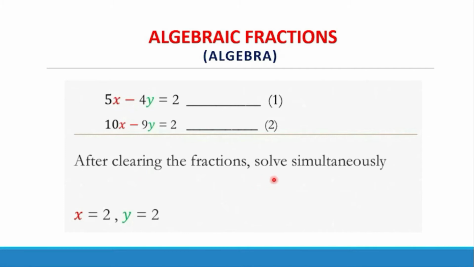After clearing the fractions, solve simultaneously to find the values of x and y. In this example, the value for x is equal to 2 and the value for y is equal to 2. Example. Simplify the following. Number 1. 6x squared plus 9x all over 4x plus 6.